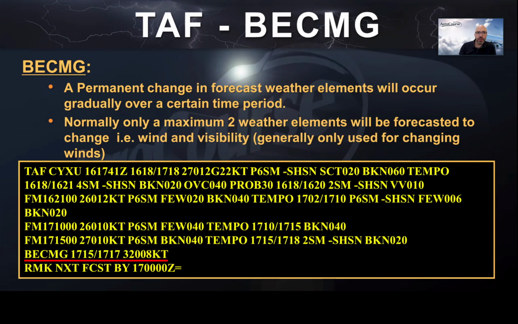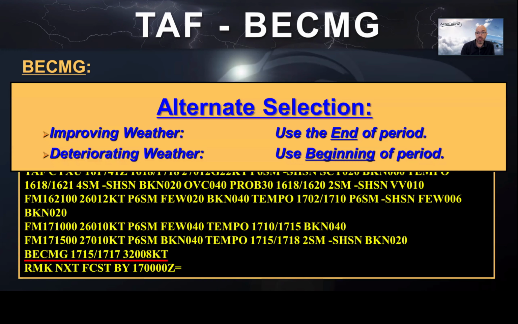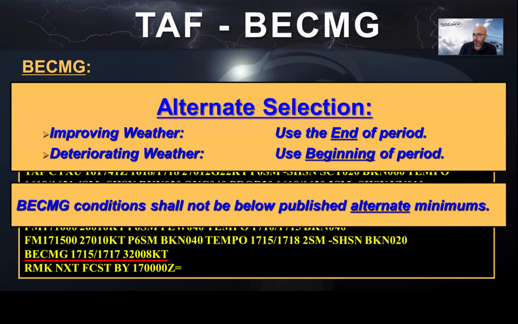So just as a refresher for you, becoming represents permanent changes that are occurring in a period of time. And only 2 things can be included in a becoming. Otherwise they use a from. So the maximum things that can change is 2. Now, the weather could be improving or getting worse over that becoming. So if the weather is getting better, assume that it doesn't happen until the end for the purposes of alternate selection. If it's getting worse, you assume it happened at the beginning of the period. So this is all worst case scenario, right? And then whatever the weather is, it can't be below published alternate minimums.